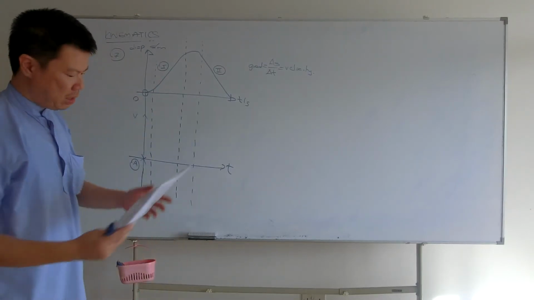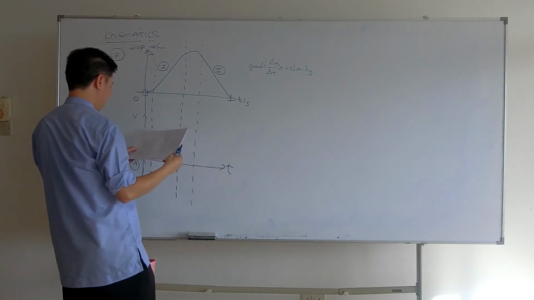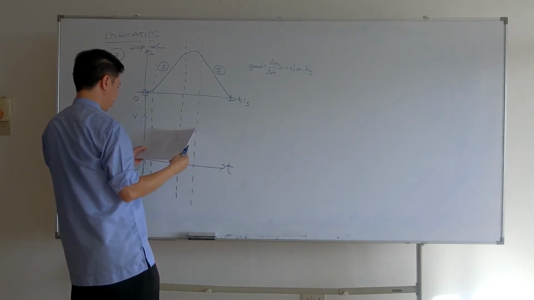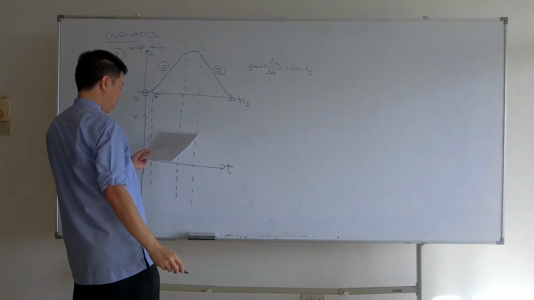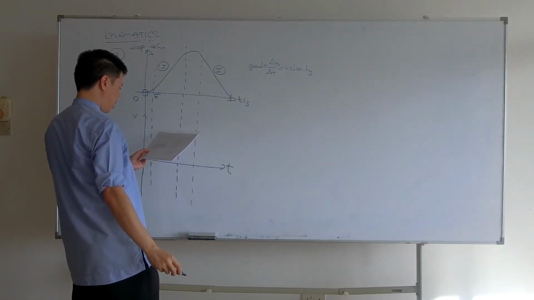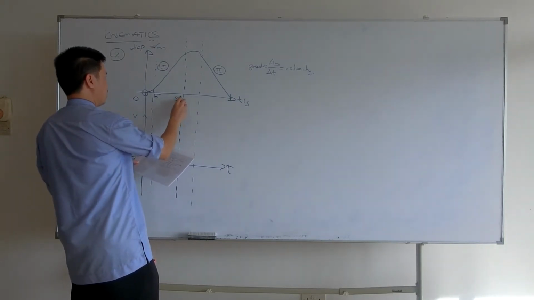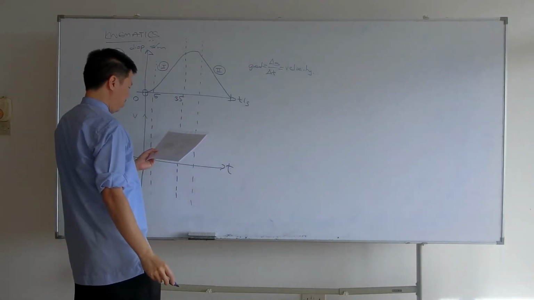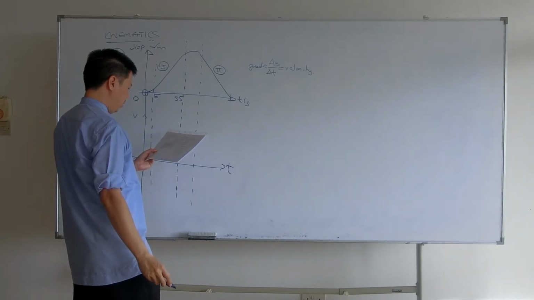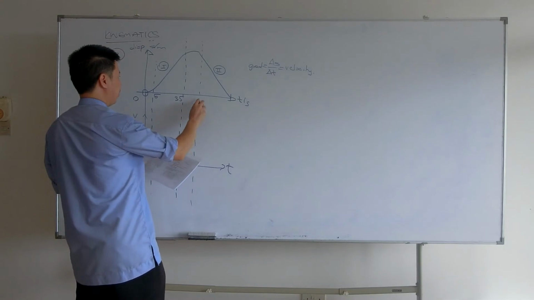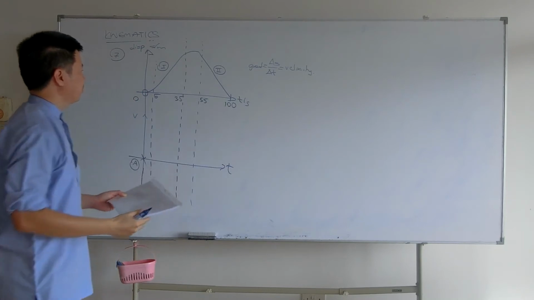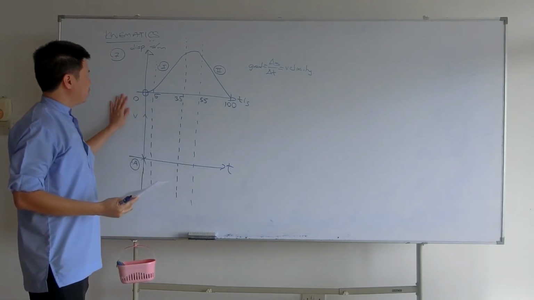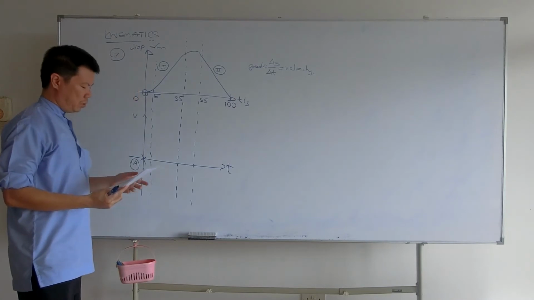So let's do the times. I'm going to say that we begin here at 5 seconds. Let's say we end the curve at around 35 seconds. We re-begin the curve at around 55 seconds, and we end everything at 100. Once we do this, we can begin our values.